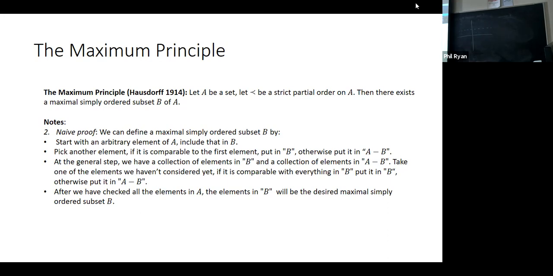And after we have checked all the elements in A, the elements in what we thought of as B is our actual B. And it is simply ordered because everything we put in there was comparable to each other. And it's maximal because there was nothing that we could put in from A minus B that would be comparable to everything in B. So that's a rough idea of how the proof goes. This is what Hausdorff did, and it seems kind of obvious.